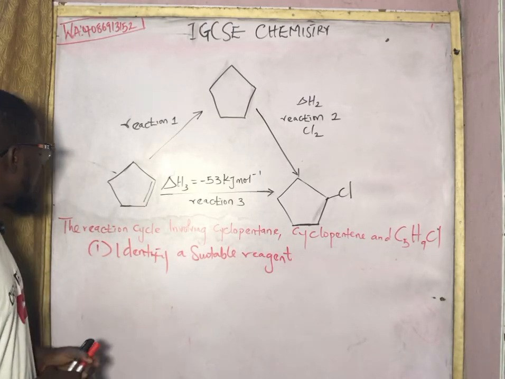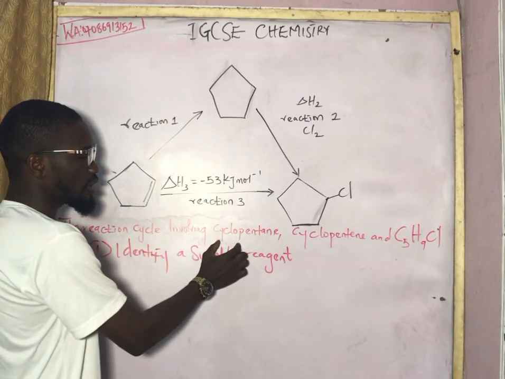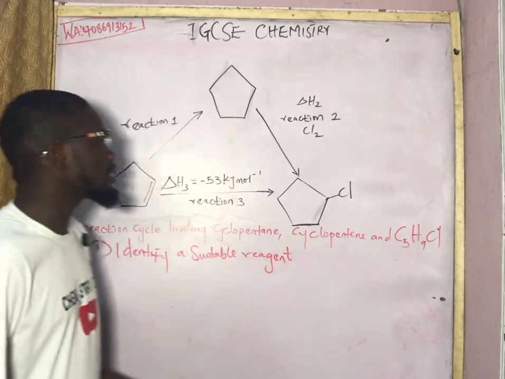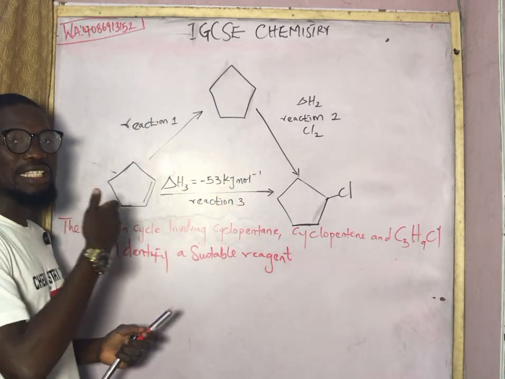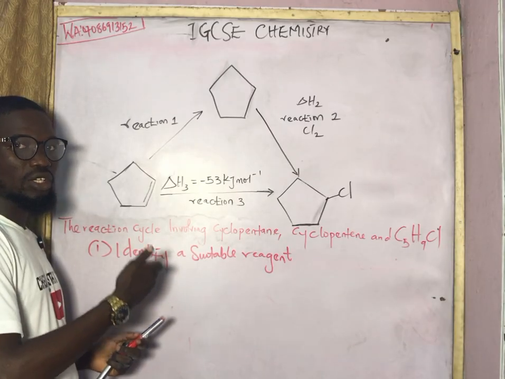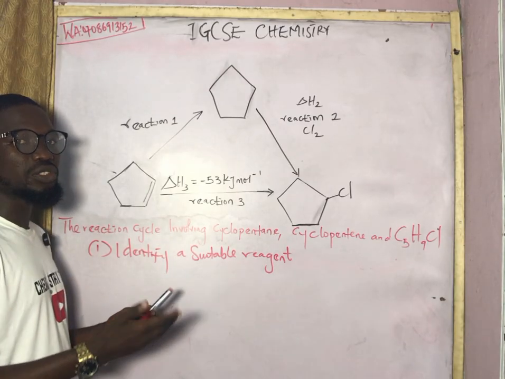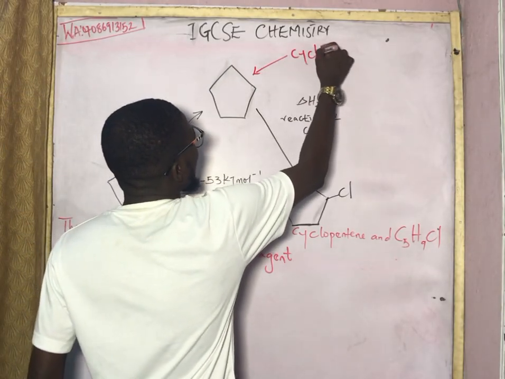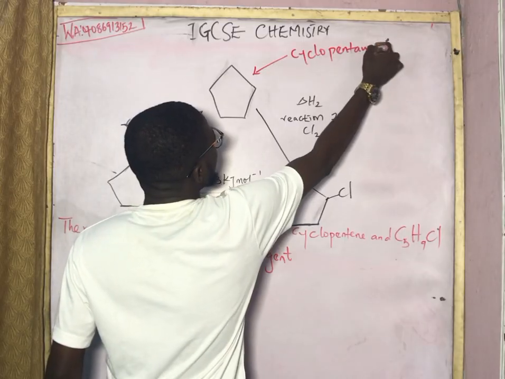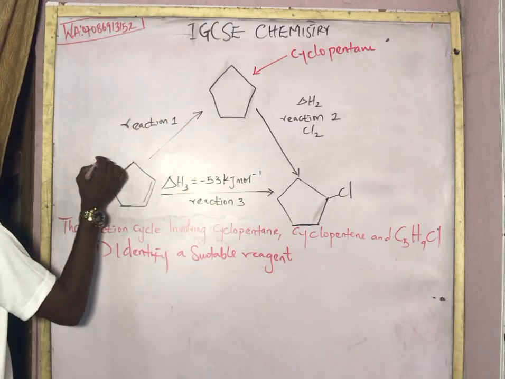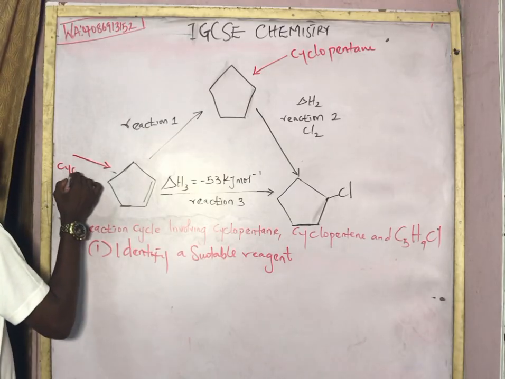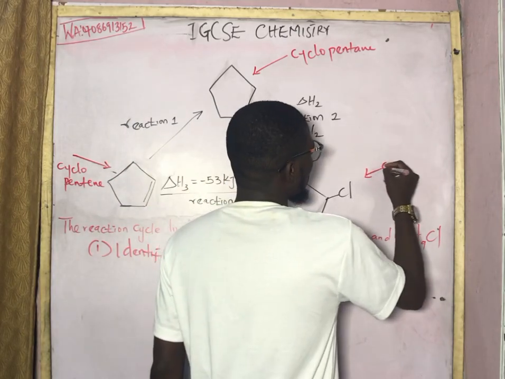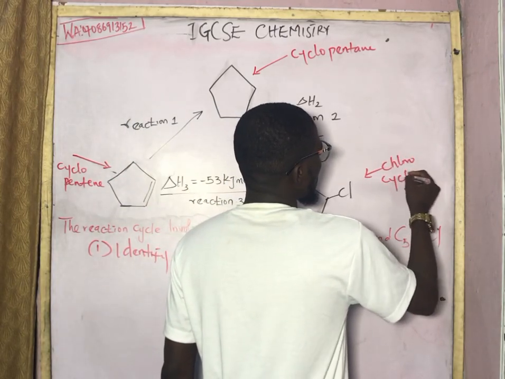So, guys, they said the reaction cycle involving cyclopentane, cyclopentene and chlorocyclopentane. The first thing you need to do is identify the name of each of the structures you have on the whiteboard respectively. Now, the first one is called cyclopentane. The second one is cyclopentene, and the last one is chlorocyclopentane.